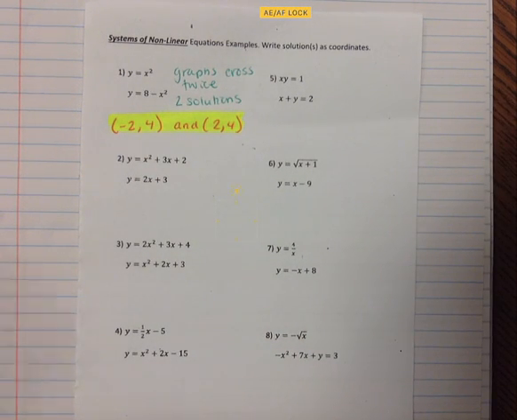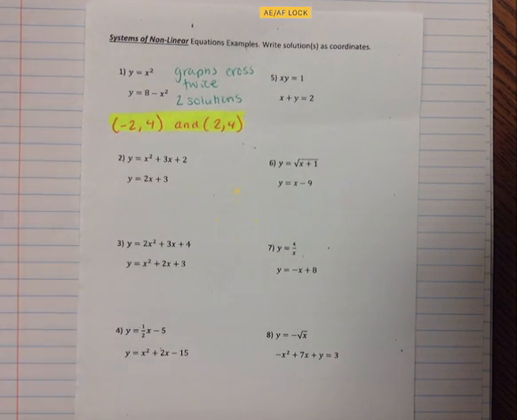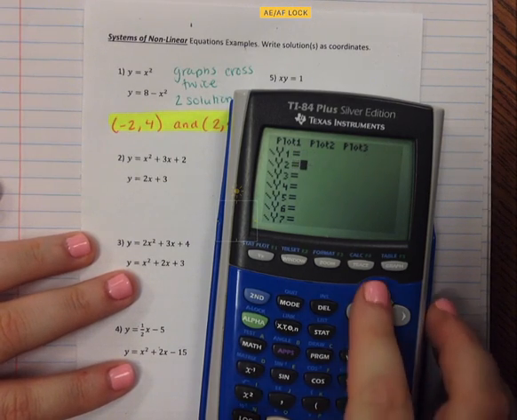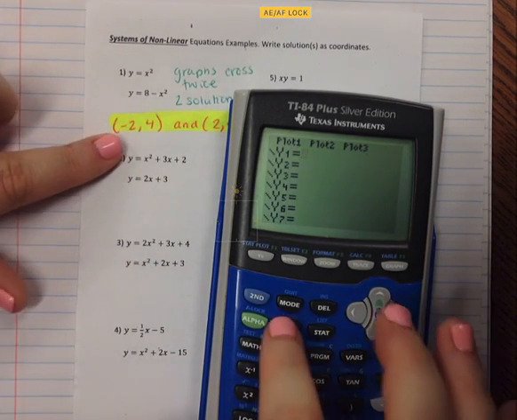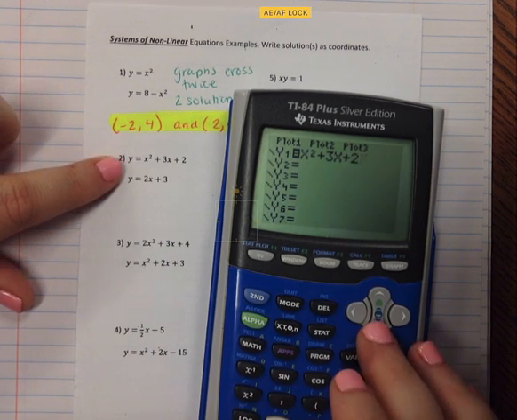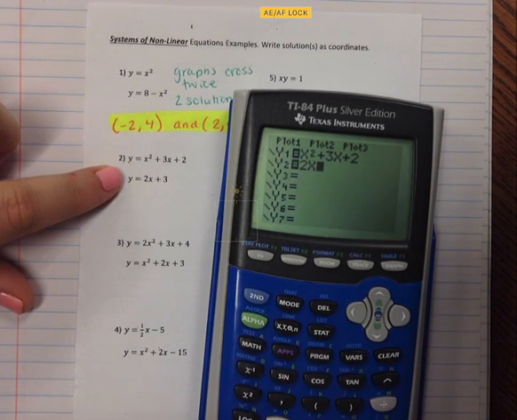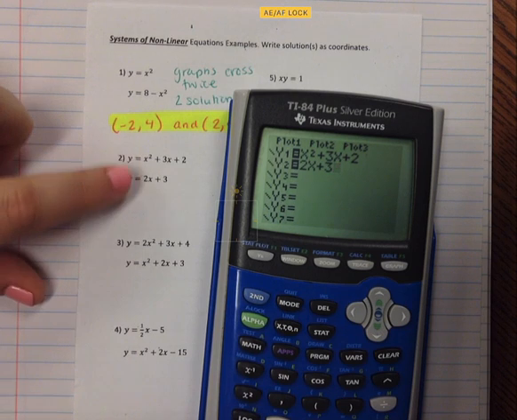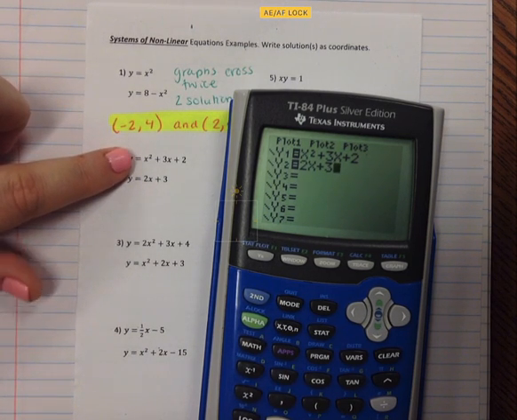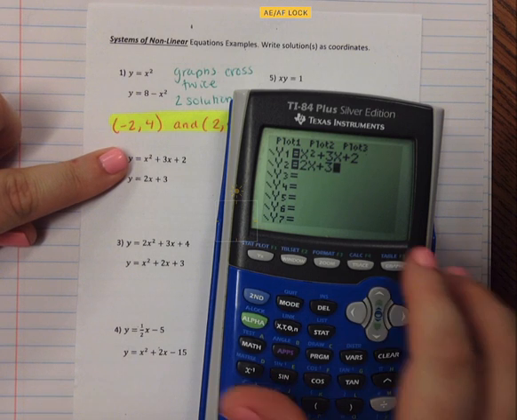On this next problem, they are also already in y equals format, so we can go ahead and plug them in. We go to y equals, and I'm going to clear these out. I'm going to type in x squared plus 3x plus 2. Go down to y2, put 2x plus 3. Now this is a parabola and this is a line, but because one of them is nonlinear, this is called a nonlinear system of equations.